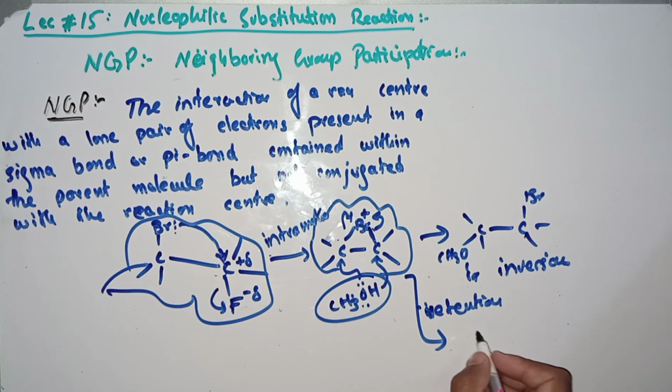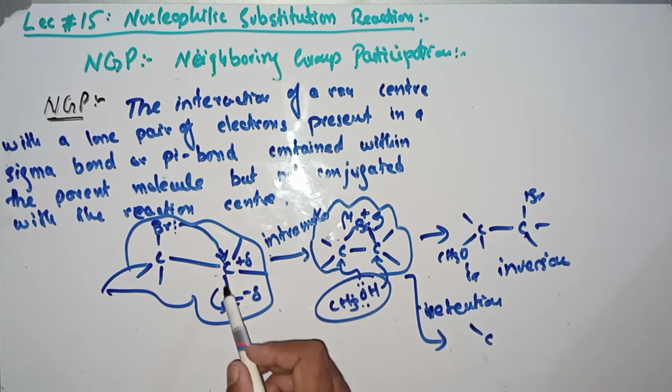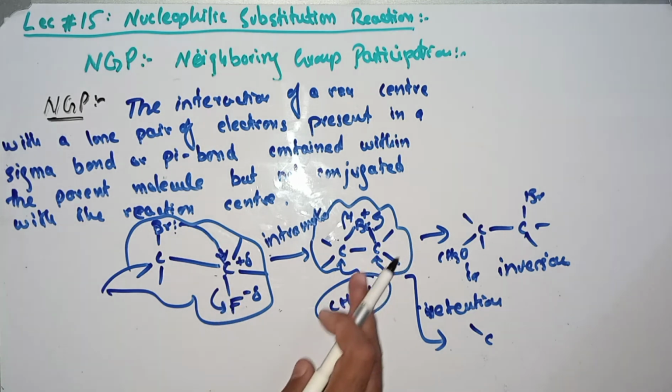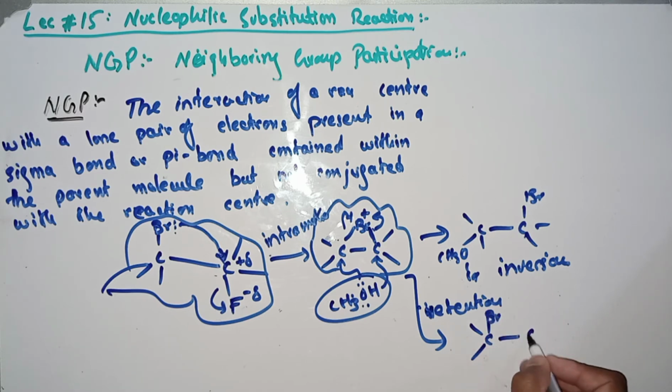That will be retention, and the product will be due to this side. This is the leaving group. This is the front of the leaving group. So that's why here it attacks from the front side, and the attack from the front side is called the retention product. So it will be retention. OH, CH3. This product is the retention product.